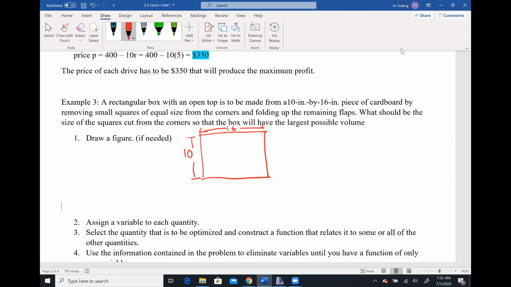So what do they want us to do? They want us to remove small squares of equal size. When removing this square, this square, this square, and this square, all these squares are equal size.